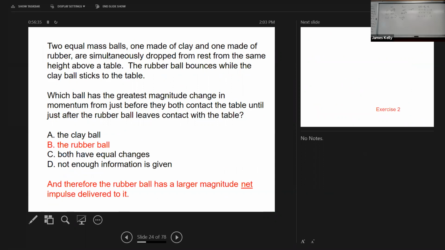Well, let's just talk about this one. Two equal mass balls, one made of clay and one made of rubber, are simultaneously dropped from rest from the same height above the table. The rubber ball bounces while the clay ball sticks to the table.